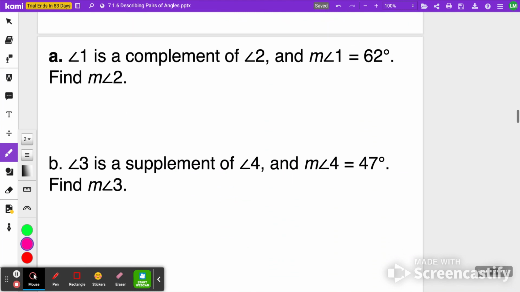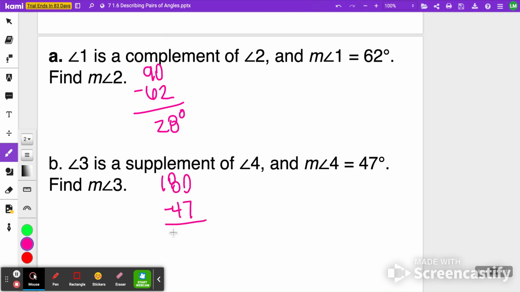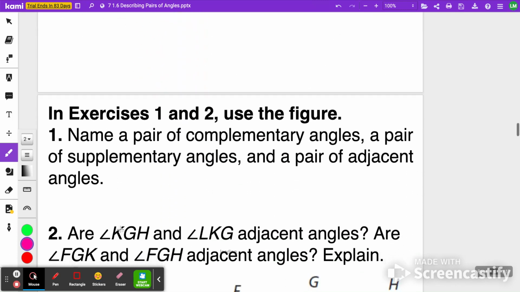Next up, as we're describing what it means to be a complement and what it means to be a supplement, the first one says angle 1. Again, complement just means it has to be equal to 90 degrees. So if we already have 62, we would just subtract to find the additional piece. 90 minus 62 is going to give us 28 degrees. Supplement has to be 180, so we would take that 180, then subtract our 47. We would get 133.